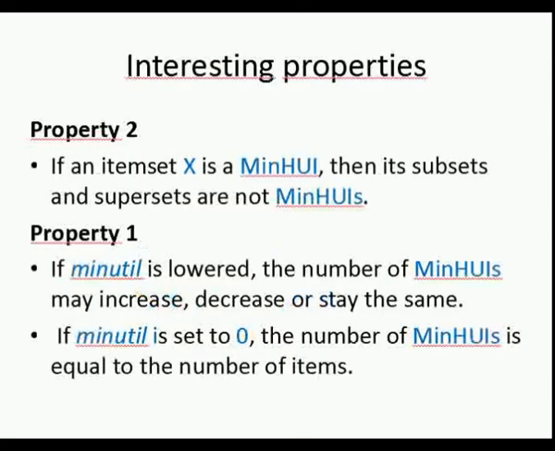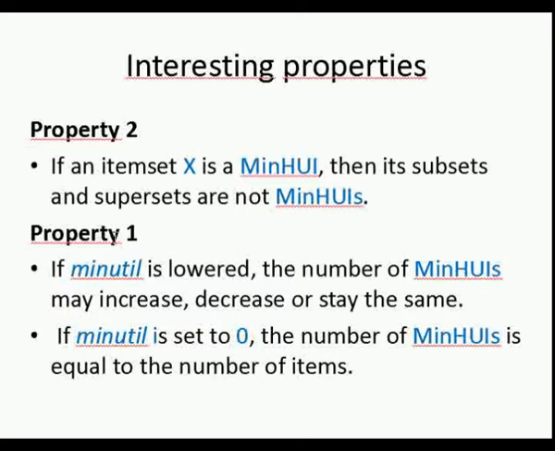There are some interesting properties about this new type of item set. One of them is property 2. If an item set X is a minimal high utility item set, then all its subsets and supersets cannot be minimal high utility item sets. So if we find that AB is a minimal high utility item set, we don't need to look at all the supersets of AB, like ABC, ABD, and so on. This is very useful to reduce the search space.